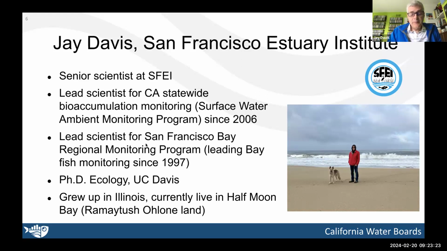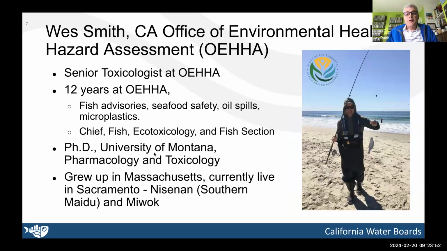Some background on me: I have a PhD in ecology from UC Davis, where I studied bioaccumulation in double-crested cormorants on San Francisco Bay. I grew up in Illinois, and I currently live in Half Moon Bay. That's where the photo is. Me and my home habitat, which is on the unceded ancestral lands of the Ramaytush Ohlone. So over to Wes.